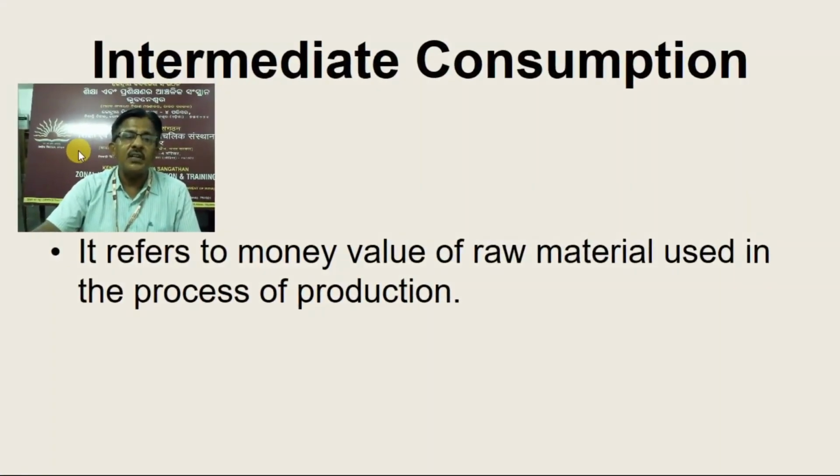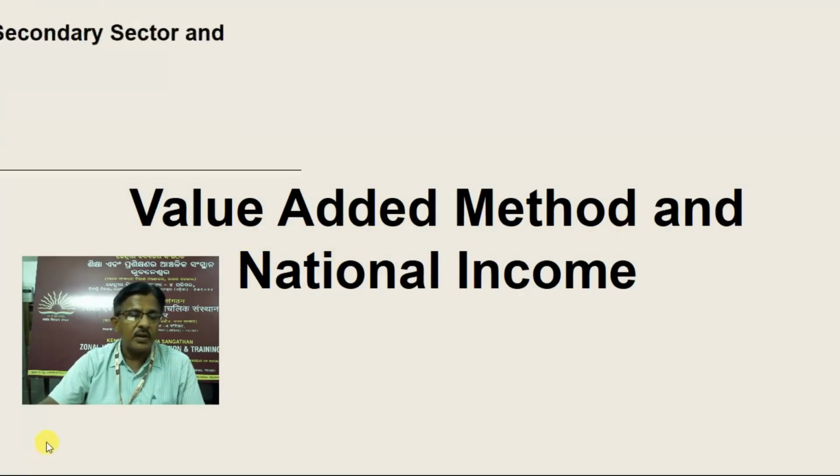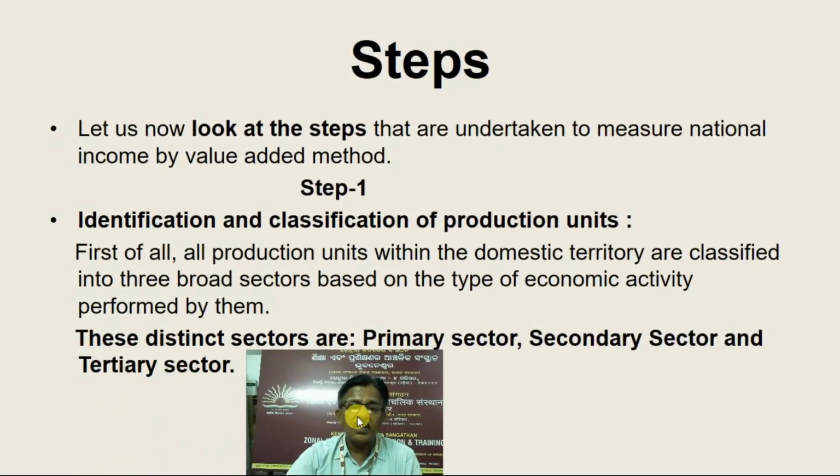So value of output can also be found out in this way. What is intermediate consumption? It refers to the money value of raw material used in the process of production. Value added method and national income. Now comes the estimation of national income by the value added method. Steps. What are the steps to be followed? Let us now look at the steps that are undertaken to measure national income by the value added method.